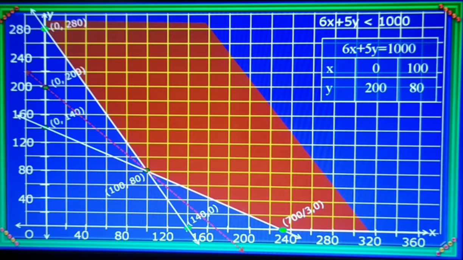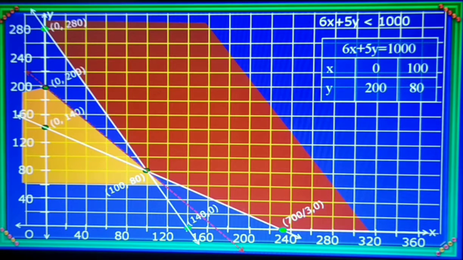When x is equal to 0 and y is equal to 0, we will get 0 is less than 1000, which is true. Therefore, origin is the solution of half plane 6x plus 5y is less than 1000. Therefore, we are supposed to shade below that dotted line.